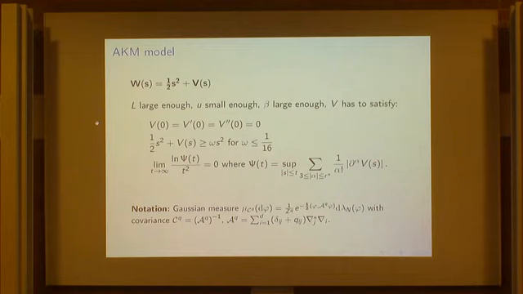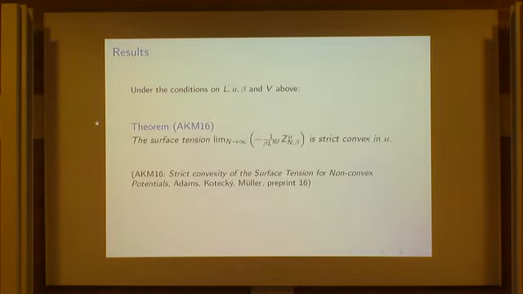So under these assumptions, the result which appeared on arXiv in 2016, Adams, Kotecky and Müller, is that the surface tension of this model is strictly convex in U. So the surface tension is just given by this formula here.